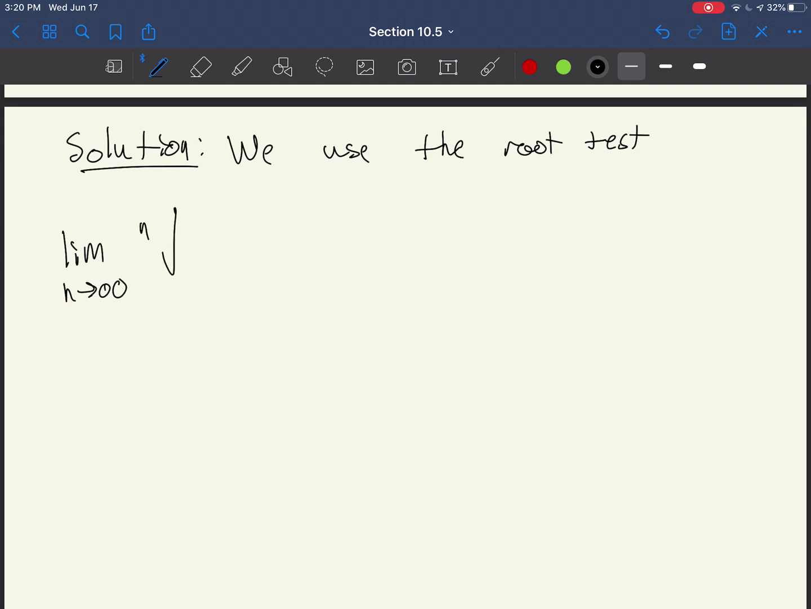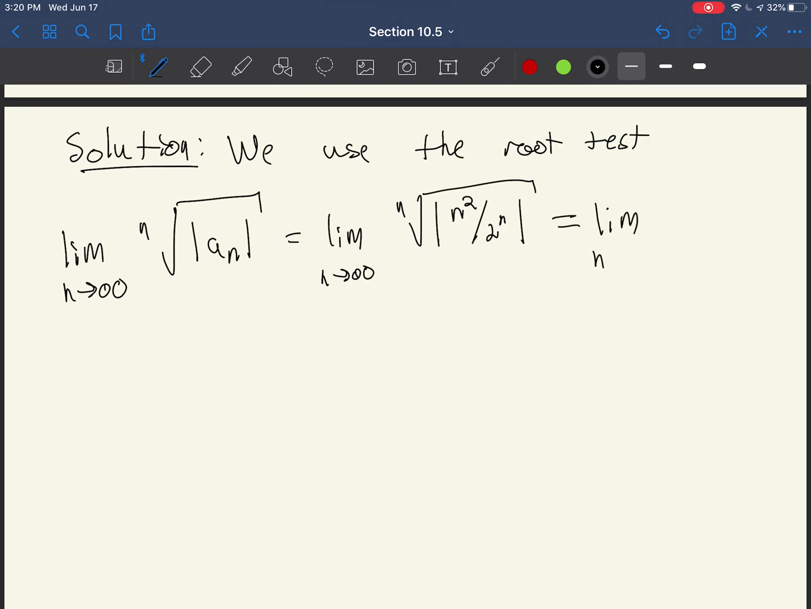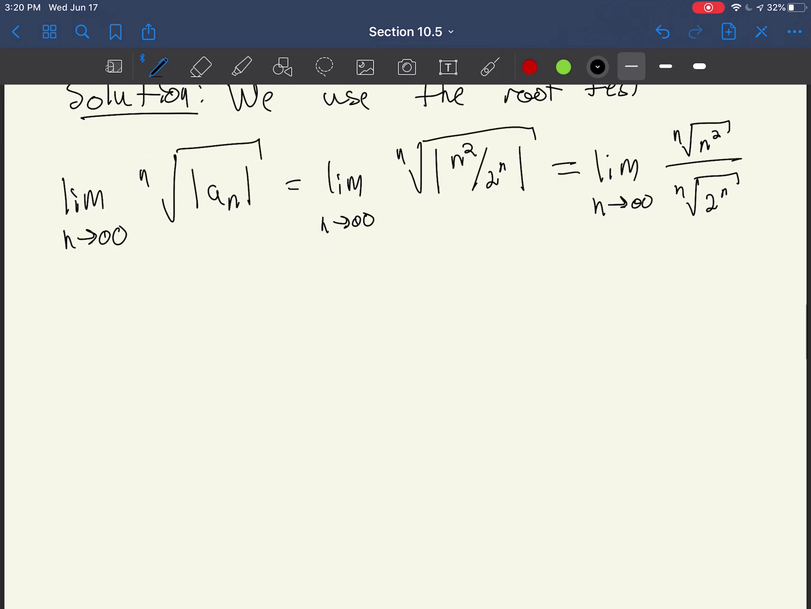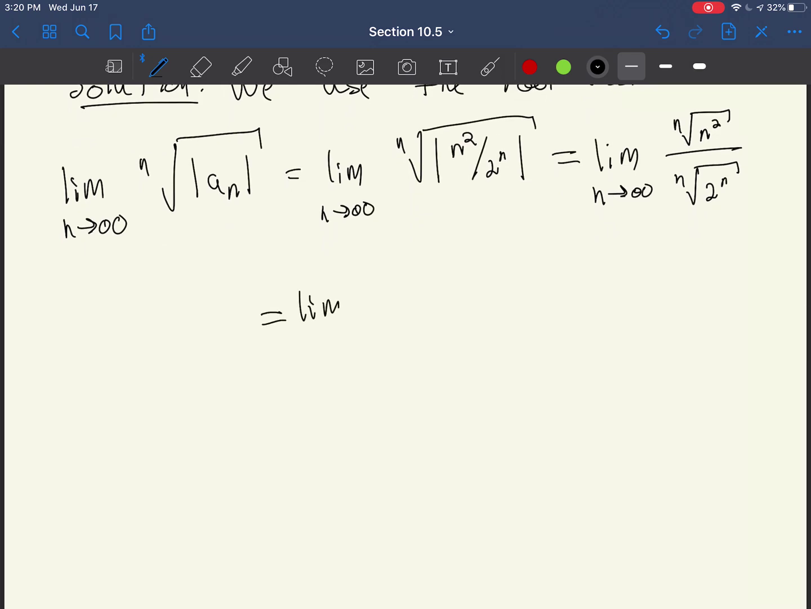So the root test says the limit as n goes to infinity of the nth root of the absolute value of a_n, which is the limit as n goes to infinity of the nth root of the absolute value of n^2 divided by 2^n. In this case, n^2 over 2^n is positive, so we can get rid of the absolute value. So that would be the nth root of n^2 divided by the nth root of 2^n.